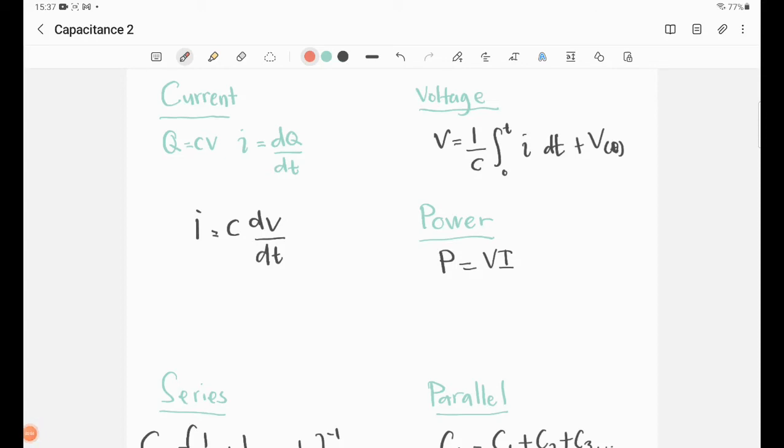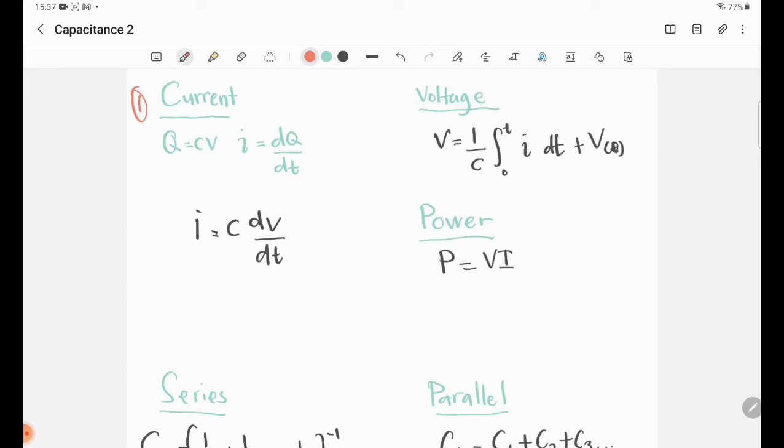Continue to part 2 on the topic of capacitance. Okay, so today we are going to learn how to find the current, voltage, power, and also to calculate the series and parallel of the capacitance. Okay, so first we will look at the current.